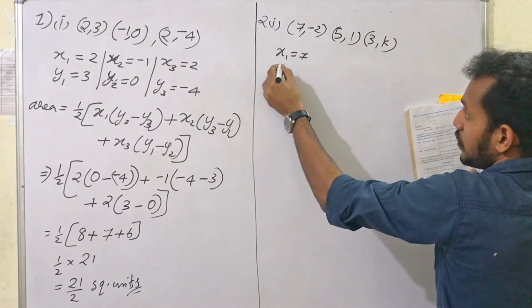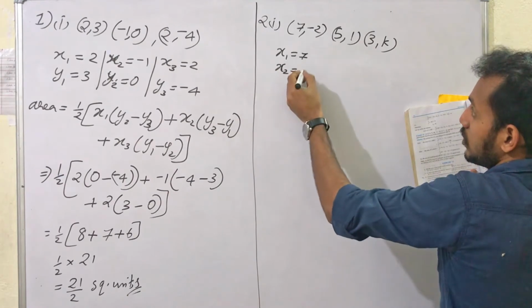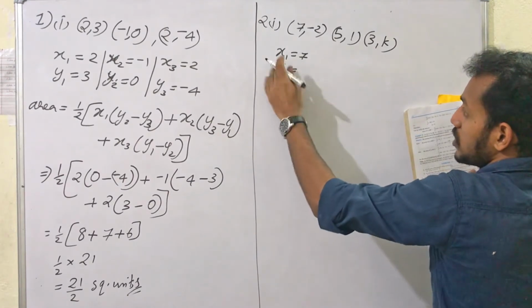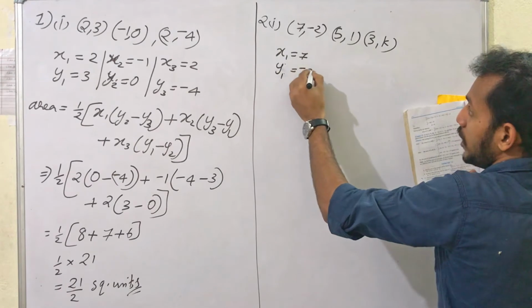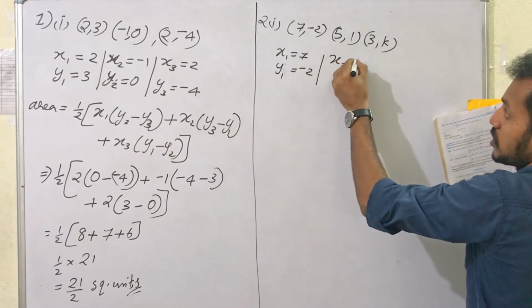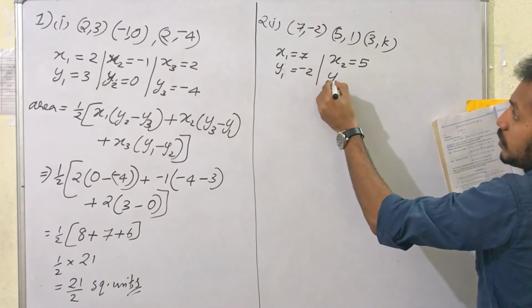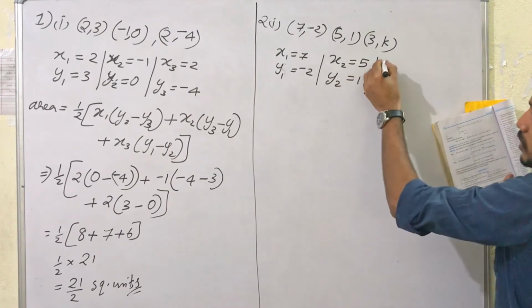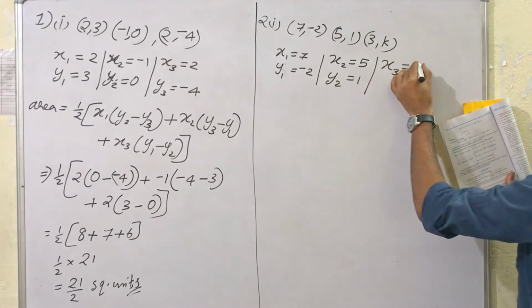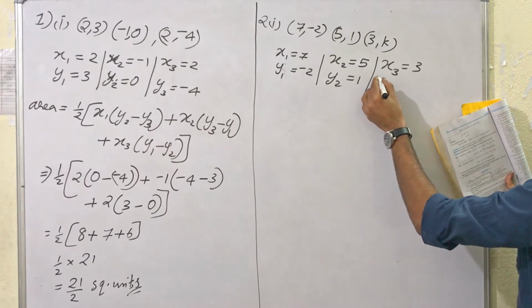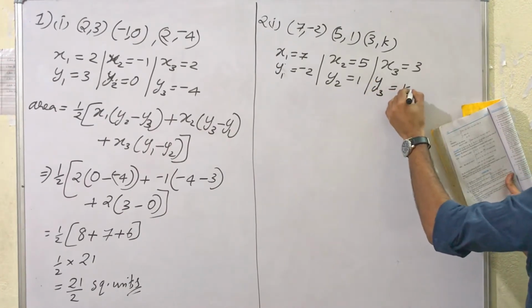x1 is equal to 7, y1 is equal to -2, x2 is equal to 5, y2 is equal to 1. Similarly, x3 is equal to 3 and y3 is equal to k.